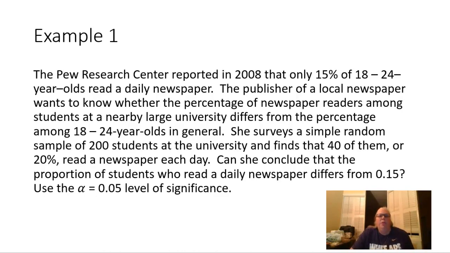Example 1. The Pew Research Center reported in 2008 that only 15% of 18 to 24-year-olds read a daily newspaper. The publisher of a local newspaper wants to know whether the percentage of newspaper readers among students at a nearby large university differs from the percentage among 18 to 24-year-olds in general. She surveys a simple random sample of 200 students at the university and finds that 40 of them, or 20%, read a newspaper each day. Can she conclude that the proportion of students who read a daily newspaper differs from 0.15? Use the alpha equals 0.05 level of significance.